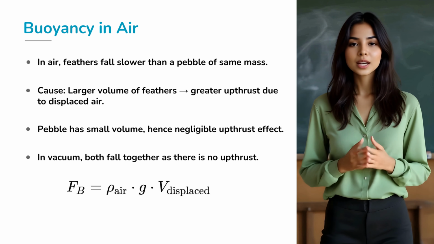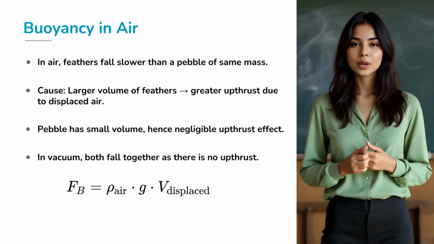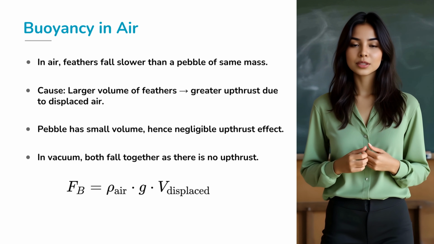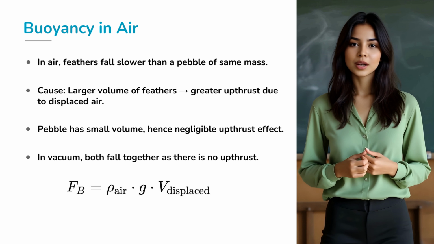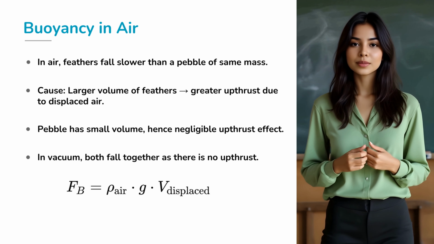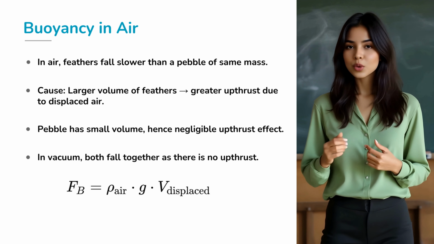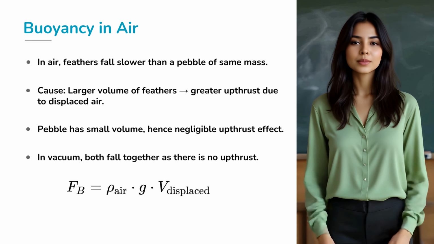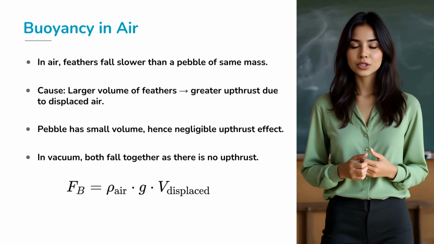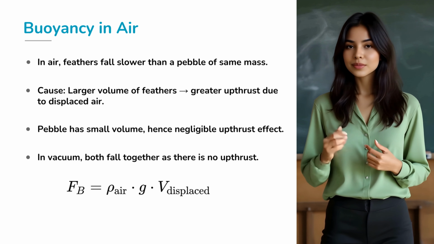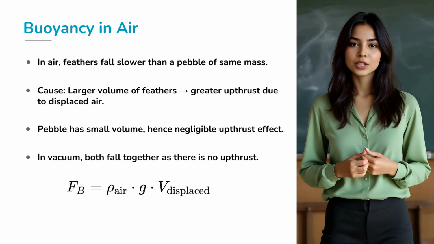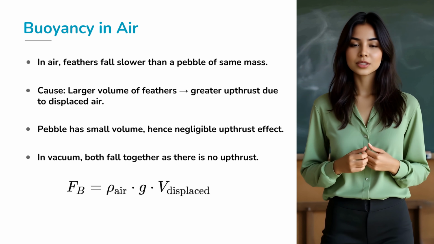Let's test this idea in air. Drop a bunch of feathers and a pebble of the same mass. What happens? The pebble falls faster. Why? Because air exerts more upthrust on the large volume feathers than on the tiny volume pebble. Remember, F_B equals rho of air times g times displaced volume. Even though air is very light, its effect is noticeable on large, fluffy objects like feathers.